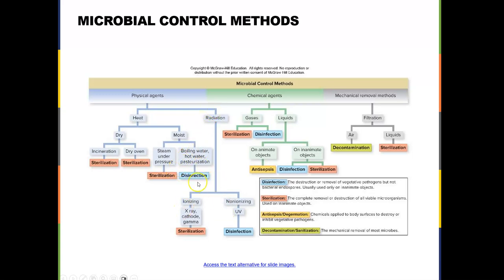Radiation, you've got two different achievement levels here. You've got ionizing, which is going to get to sterilizing. Those are your X-rays, cathode rays, and gamma rays. Non-ionizing, which is UV, we did this in lab, that's just going to be a disinfection.